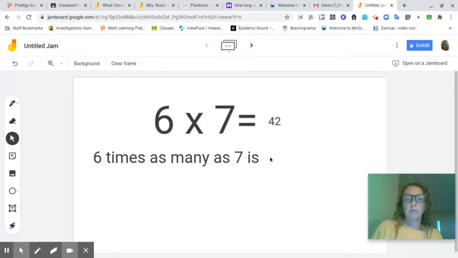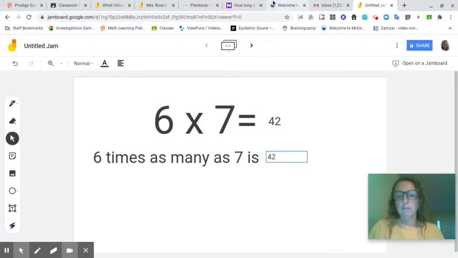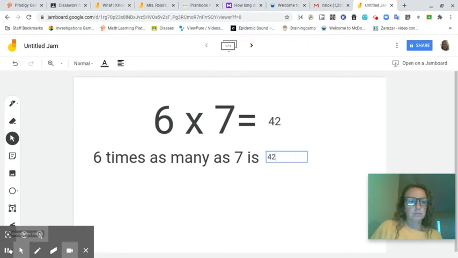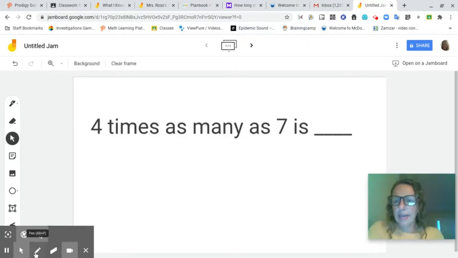So I could write that numerically with numbers, or if I want to write it in a sentence, 6 times as many as 7 is 42. Let's look at it with the phrase first and then see if we can figure out the equation that matches it. 4 times as many as 7 is blank.